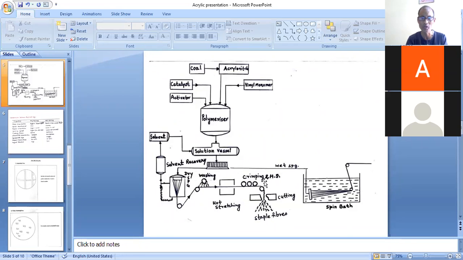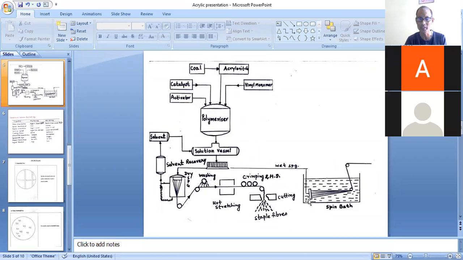Then if we have to convert them into fibers, we are doing crimping and heat setting here. And after crimping and heat setting, cutters are used to cut the fibers into the required staple length. And in this way, we can convert the filament into fibers.